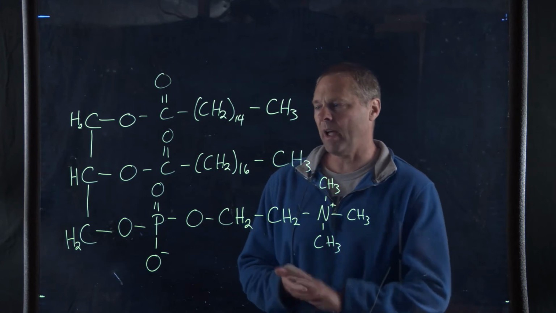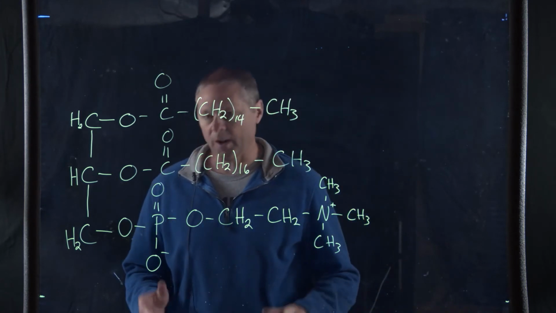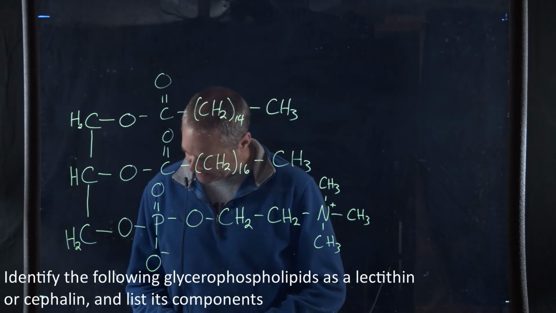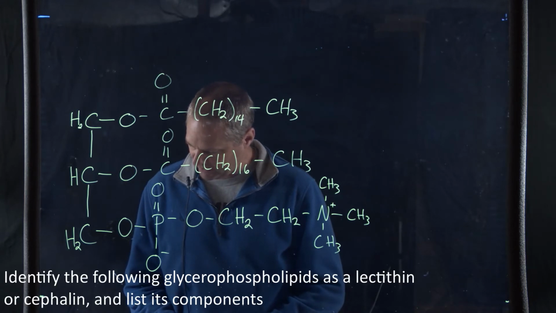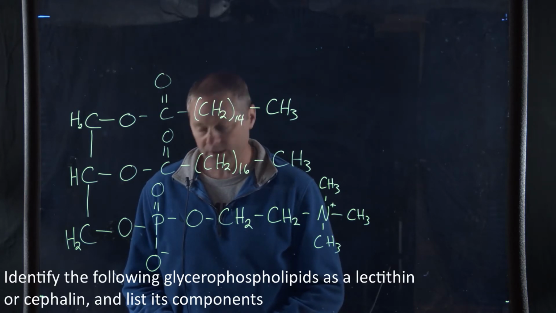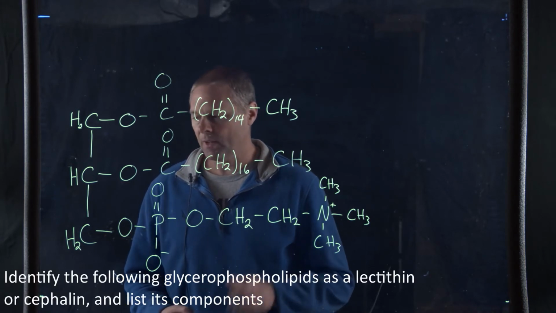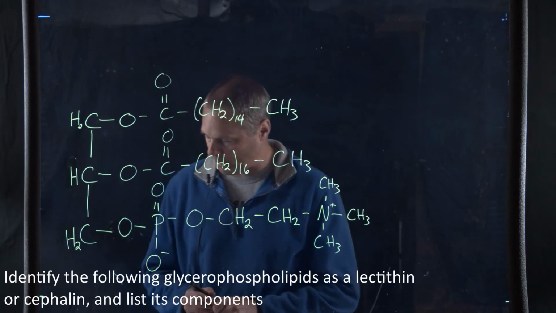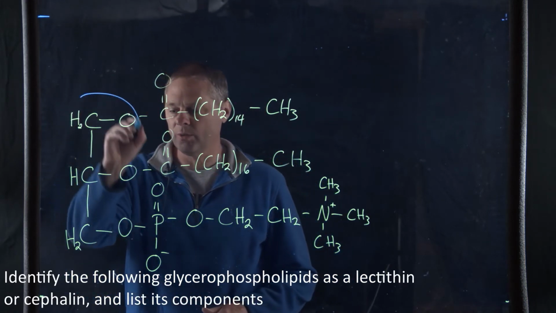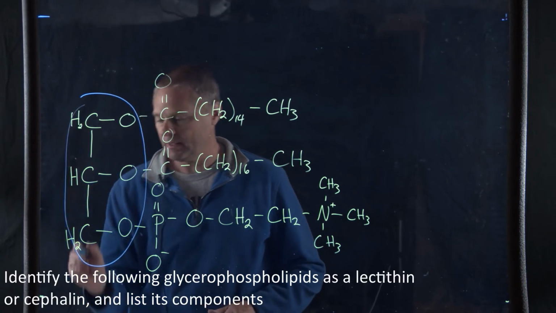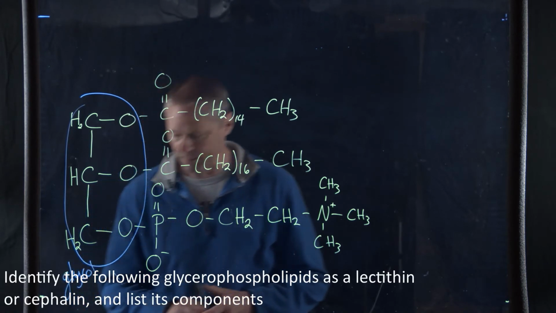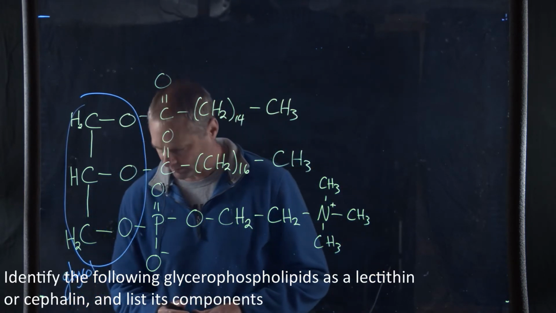In this example, we have a glycerophospholipid, and we want to identify this as either lecithin or cephalin, and we need to identify its components. We want to list the components. All right. So this portion over here is going to be the glycerol portion.